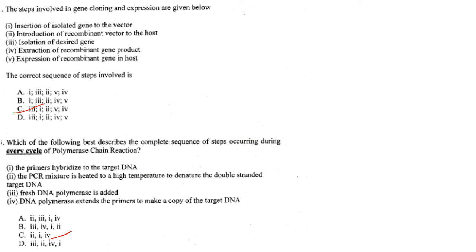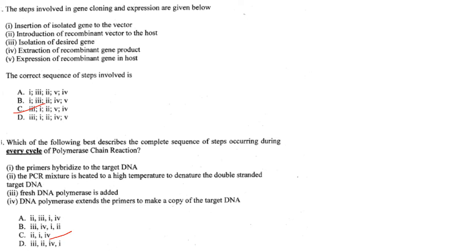Then next one. The steps involved in gene cloning and expression are given below. The correct sequence of steps involved is. So the steps are insertion of isolated gene to the vector, introduction of recombinant vector to the host, isolation of desired gene, extraction of recombinant gene product, expression of recombinant gene product. The correct sequence is: first is the isolation of the desired gene, then insertion of the isolated gene to the vector, then introduction of the recombinant vector into the host, and then expression of the recombinant gene in the host, and then extraction of the recombinant gene product. So the answer is option C, that is 3, 1, 2, 5 and 4.